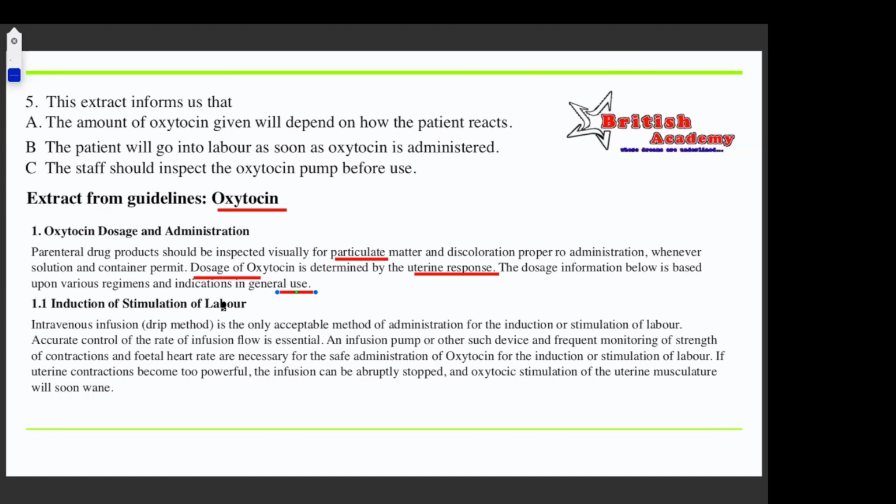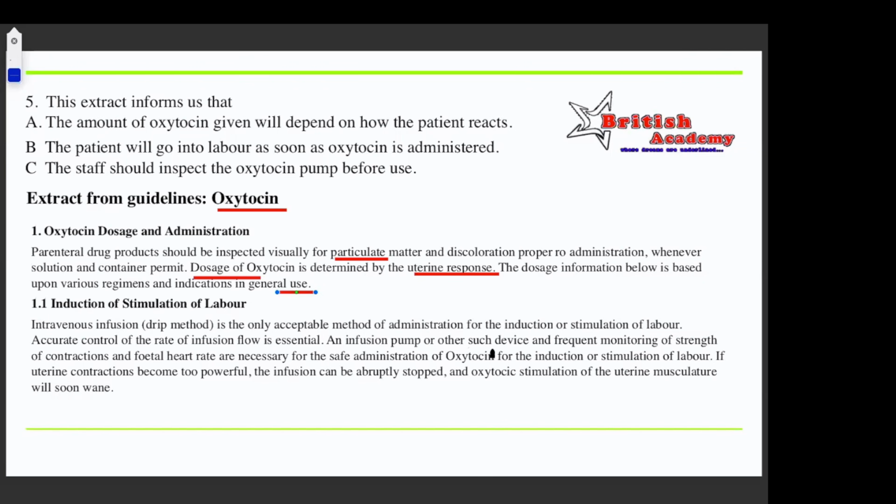In the induction or stimulation of labor, intravenous infusion, which is a drip method, is the only acceptable method of administration for the induction or stimulation of labor. Accurate control of the rate of infusion flow is essential. Okay, so accurate flow is always essential. IV drip is the only preferable method which we can use to induce the stimulation of labor. Accurate control of the rate of infusion flow is very much required.